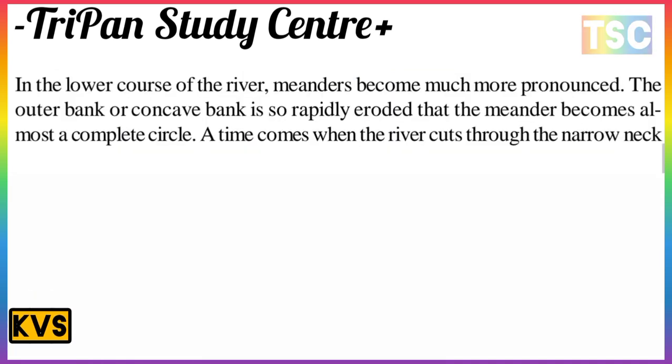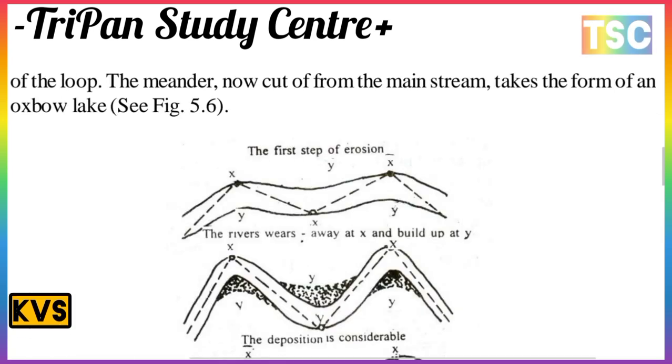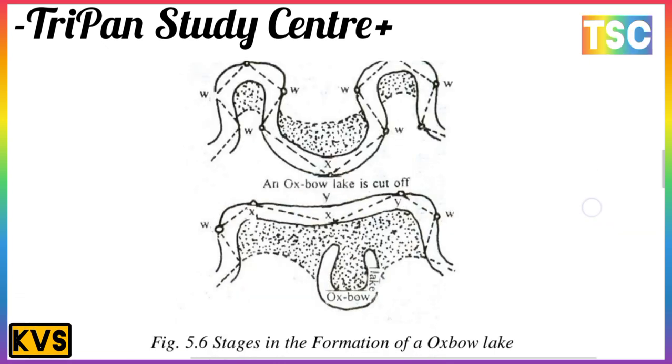In the lower course of the river, the meanders become much more pronounced, and the outer bank, the concave bank, is rapidly eroded so that the meanders become an almost complete circle. A time comes when the river cuts through the narrow neck of the loop. The meander is now cut off from the main stream and takes the form of an oxbow lake. Here is a diagram showing the most important stages in the formation of the oxbow lake.